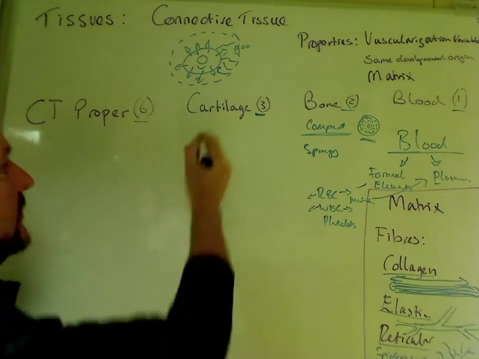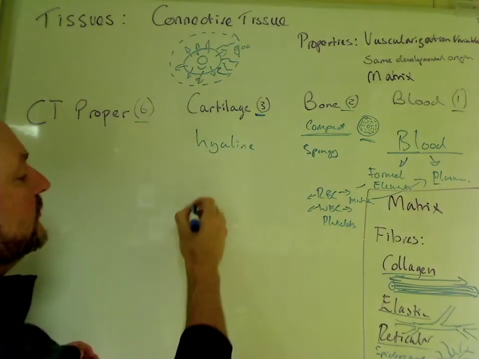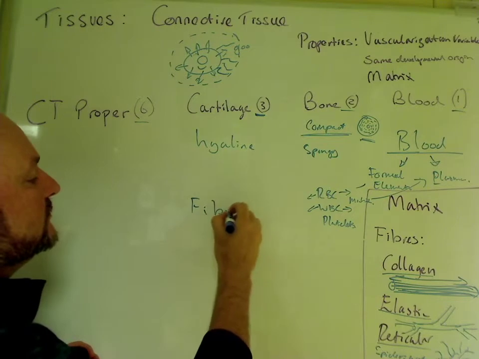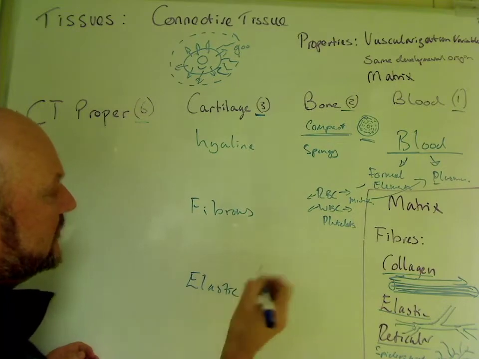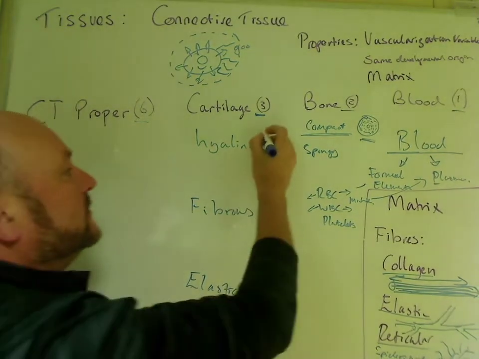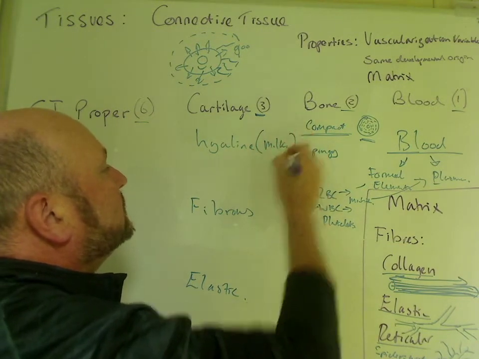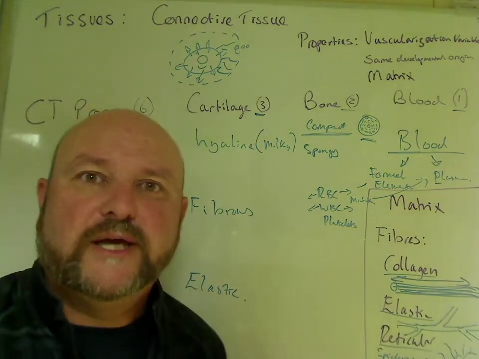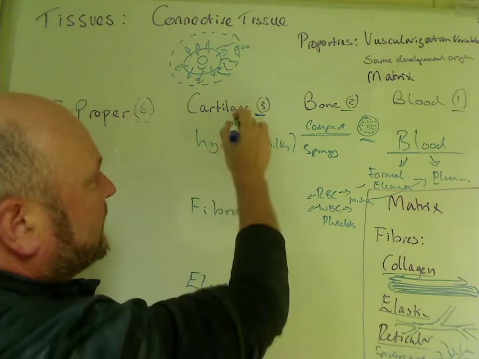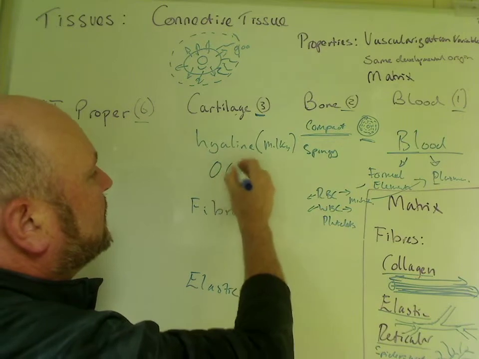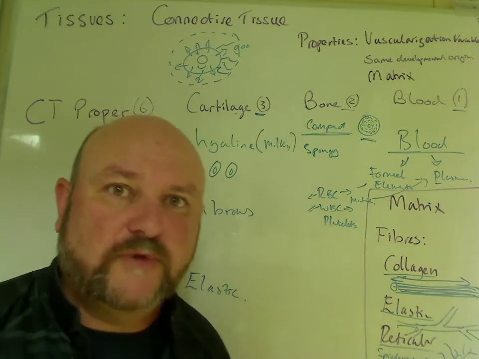Cartilage, we have 3. So we have hyaline, we have fibrous, and we have elastic. Right, so hyaline kind of means milky. So it's got like a milky, whitish sheen to it. So if you look under the microscope at hyaline cartilage, you're going to see what looks like a pair of eyes staring at you, because you get two cells quite close together.